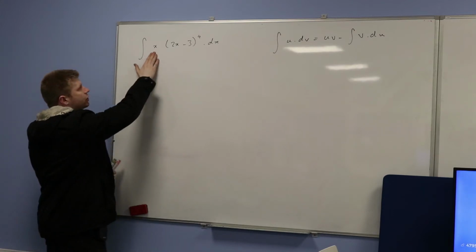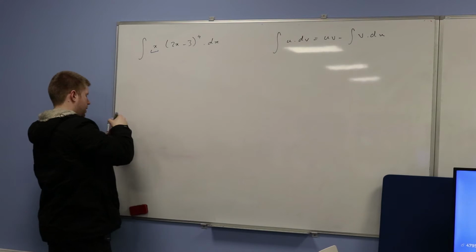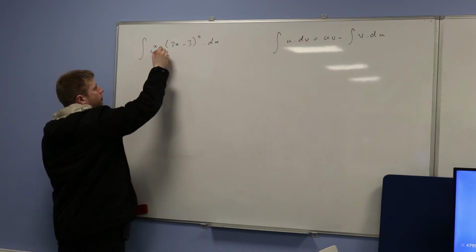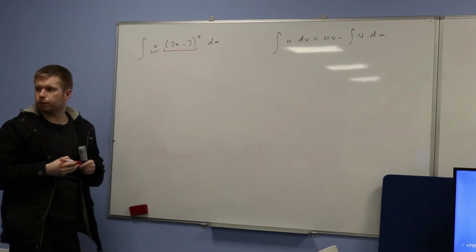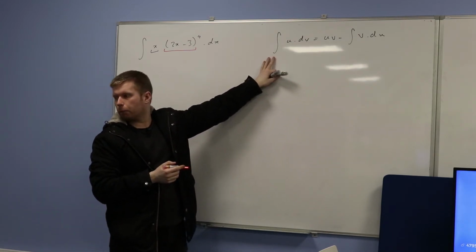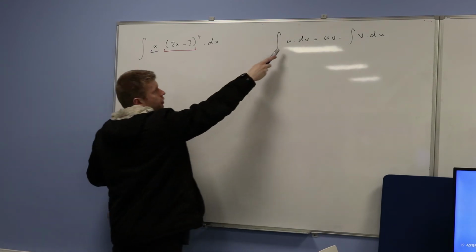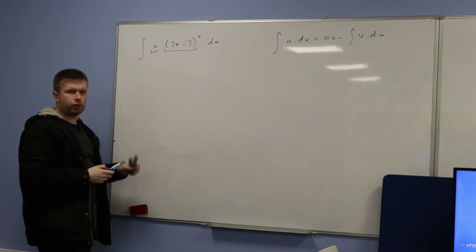Here I have the integral of a product of two functions. Here's one function, here is another function, and they're being multiplied together, hence product. Hence I think this would satisfy it. So let's have a look at this. I need to let one of my functions be u and one of my functions be the derivative of v.